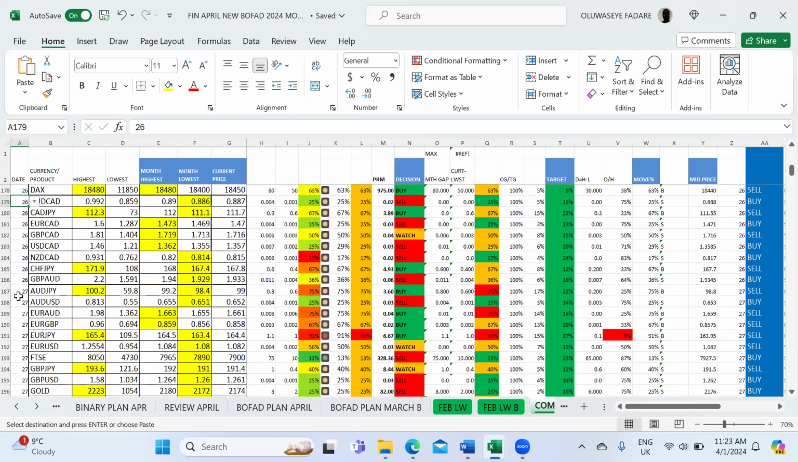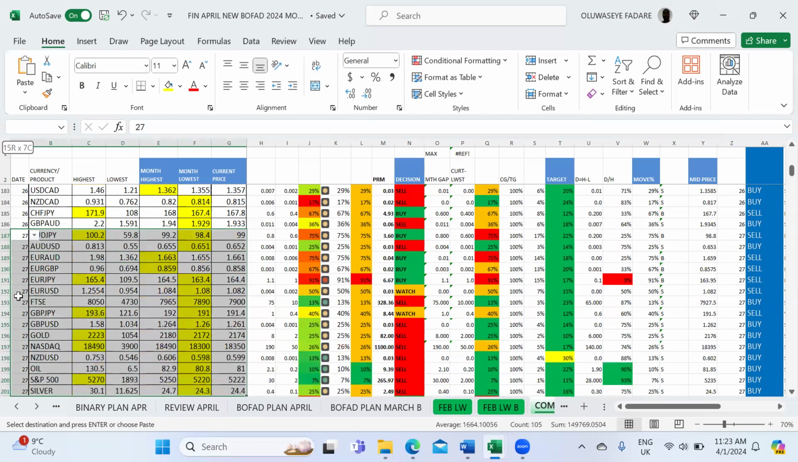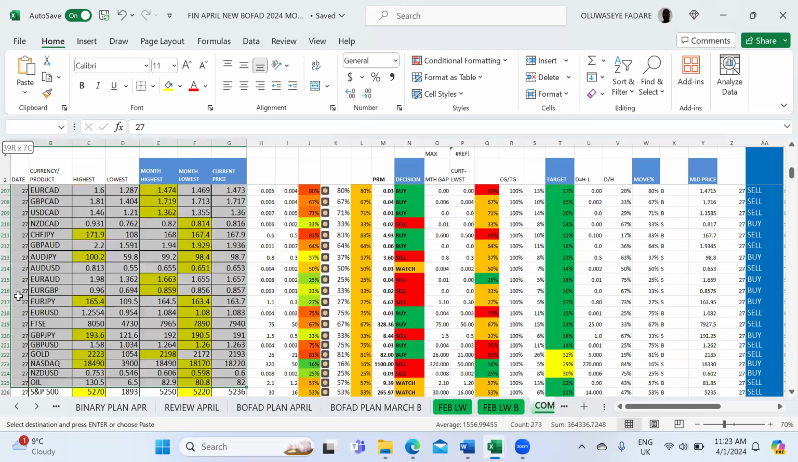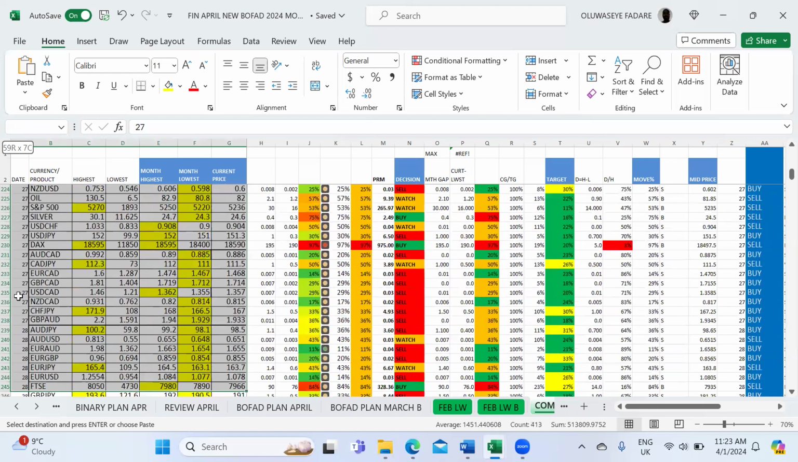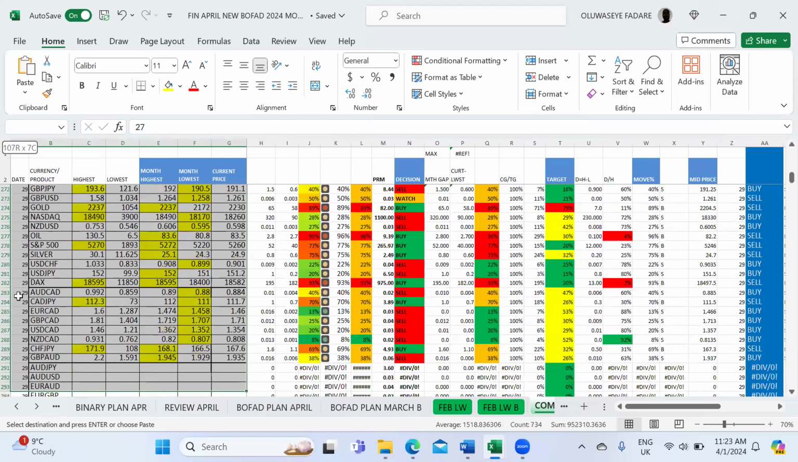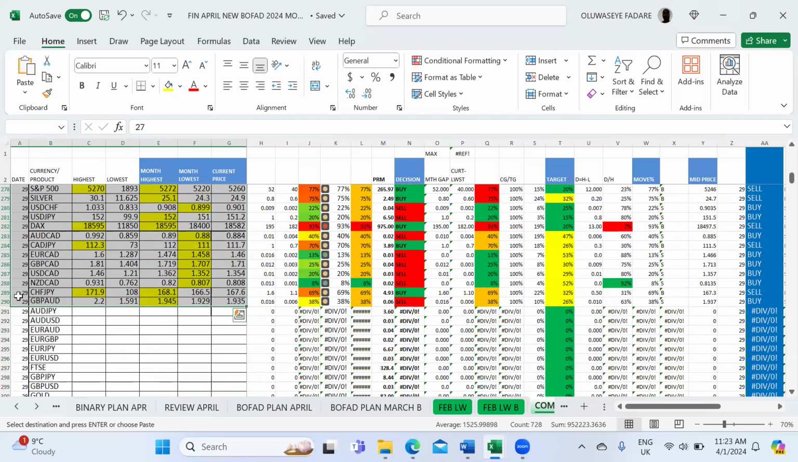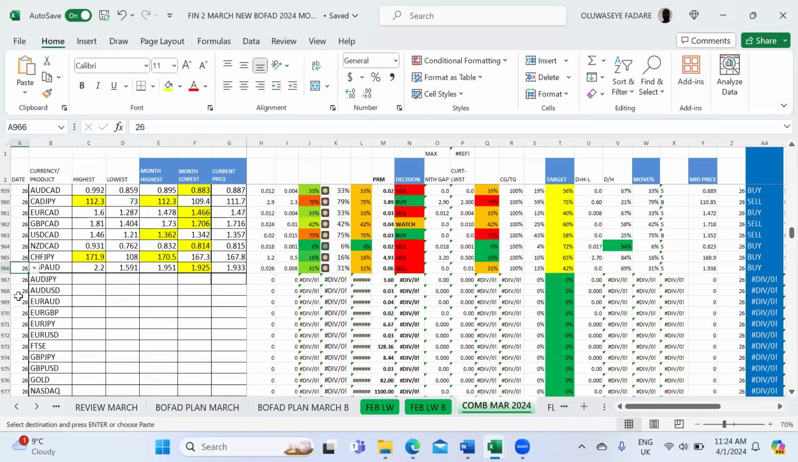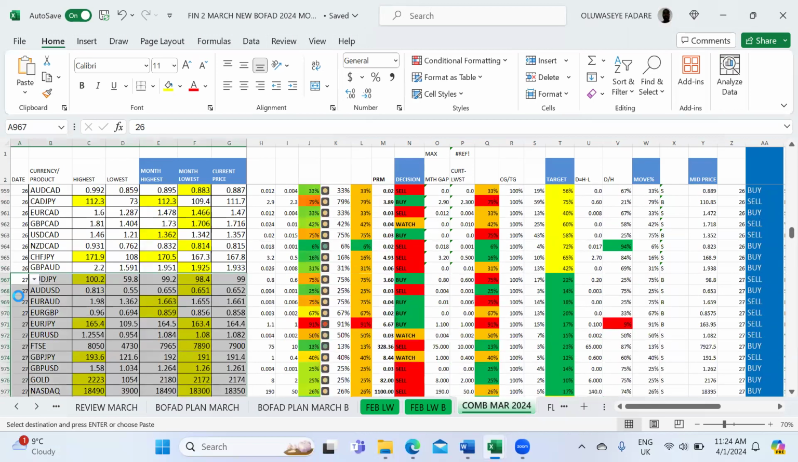Okay, so here we have 27. Good. So I'm going to copy 27 to the end of March. So our last day in March is 29. Okay, so I'm going to copy that and put it here. Okay, so that's it. But we have to update this.